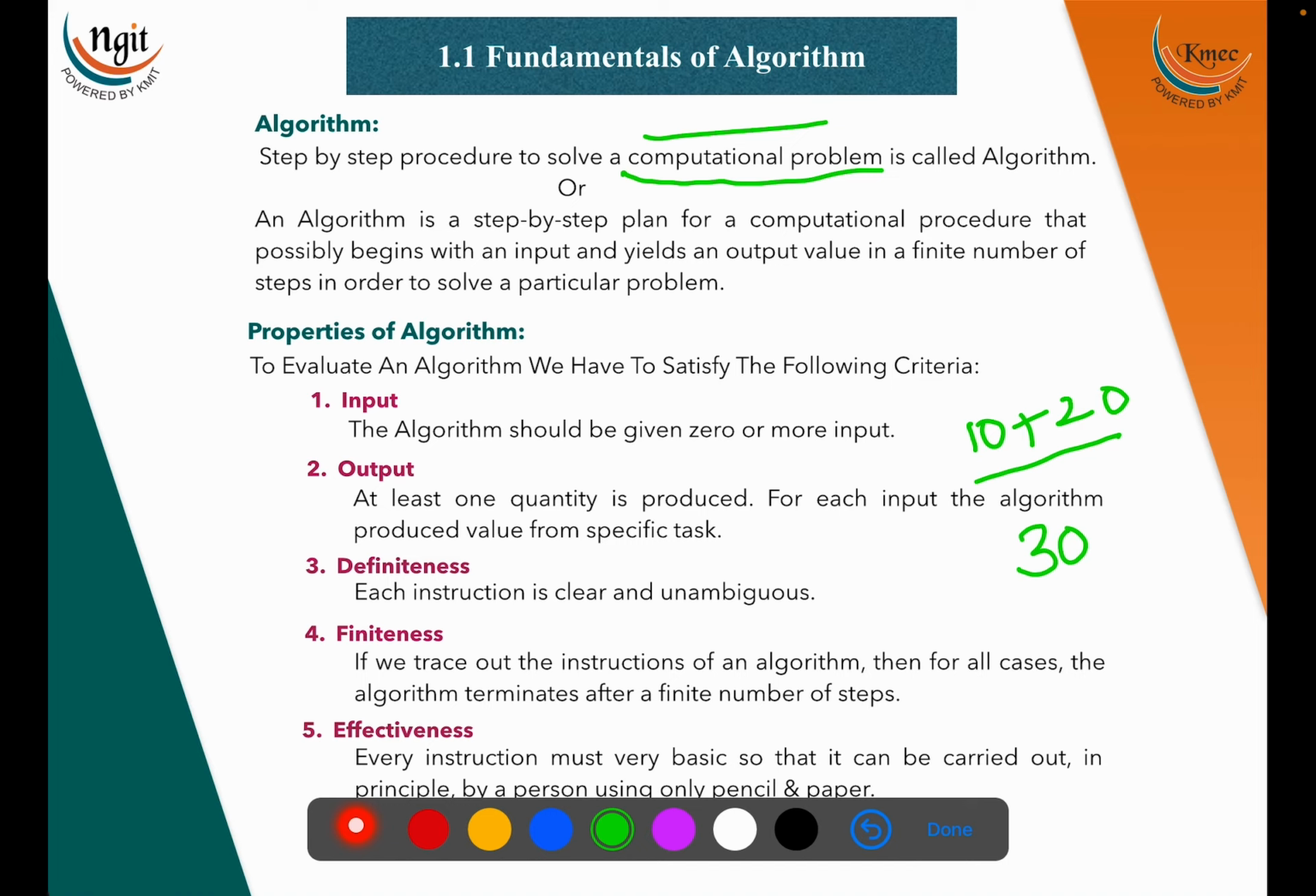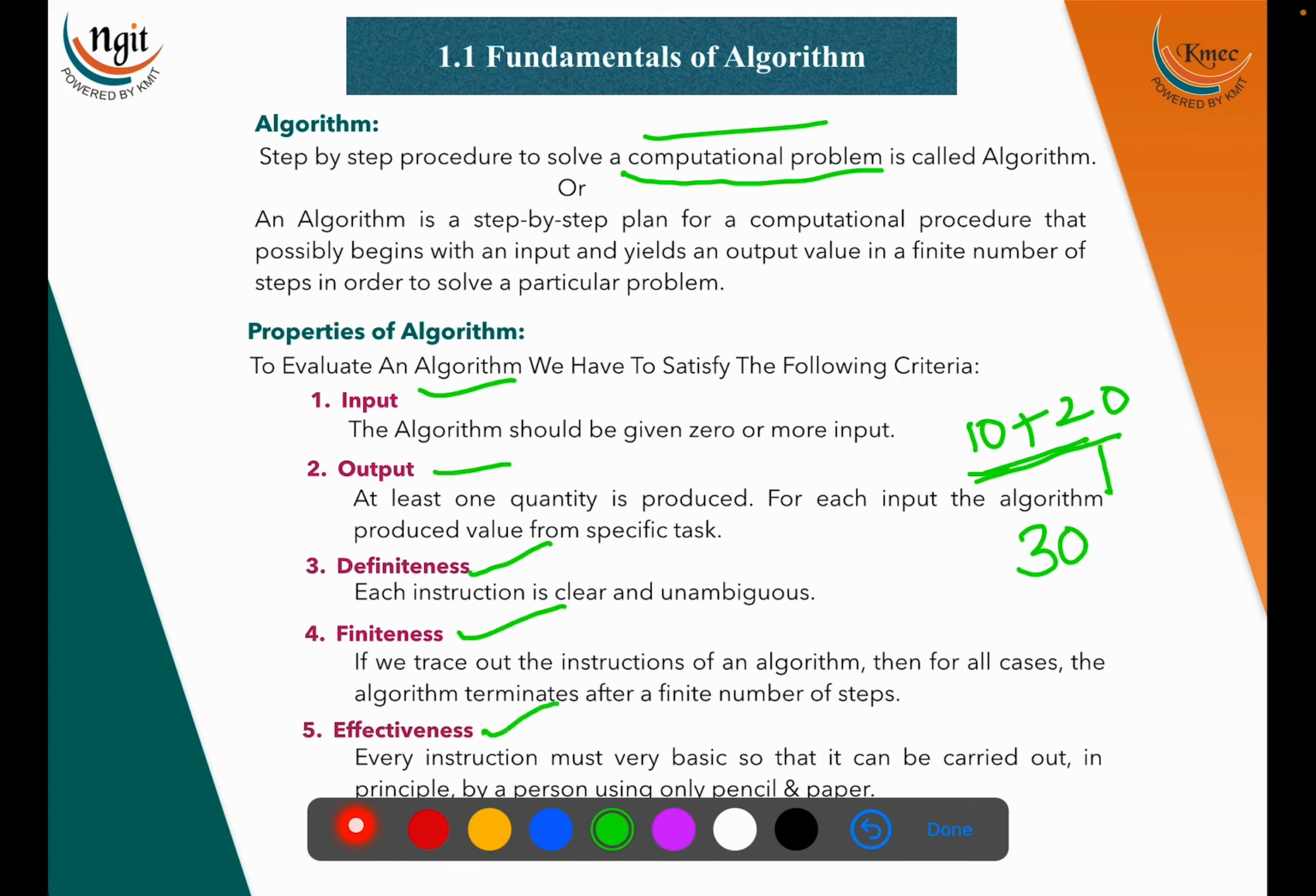I have to take this value, it is the first step. Second, I have to take this value, and third, I have to put them together. All these are a step-by-step procedure. There are some properties which help the user to write an algorithm. Those are input, output, definiteness, finiteness, effectiveness.